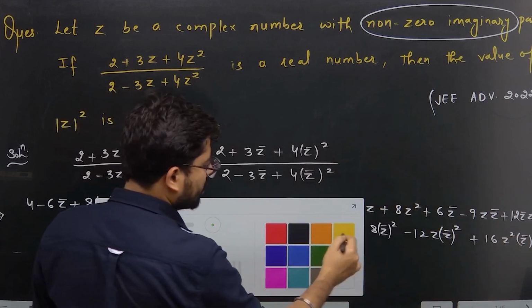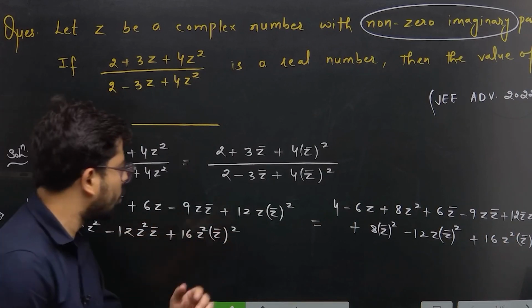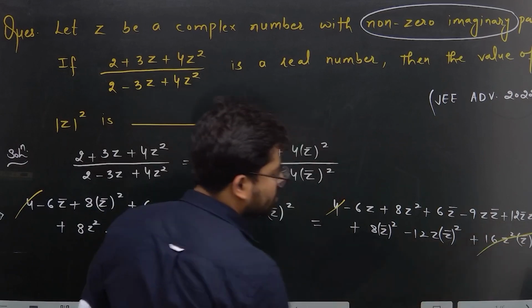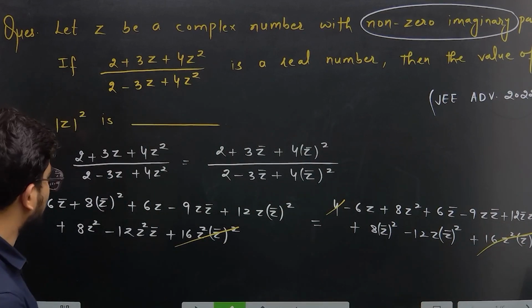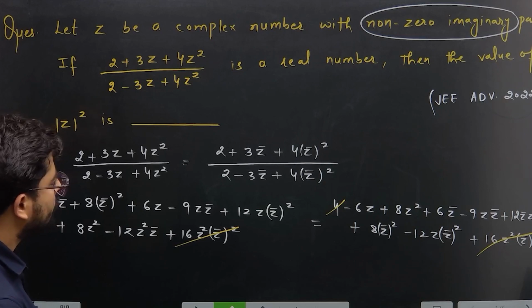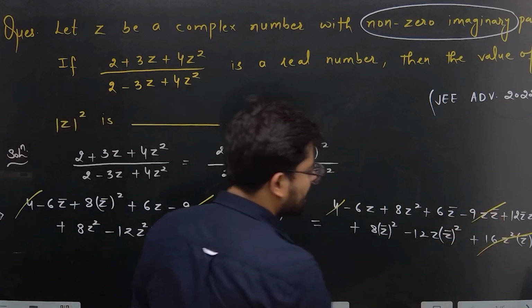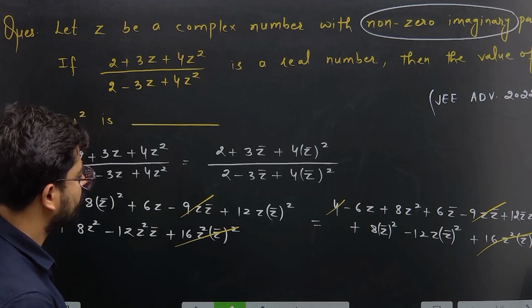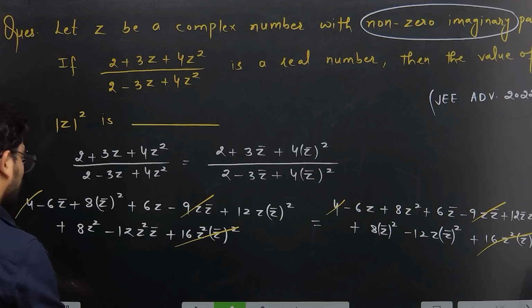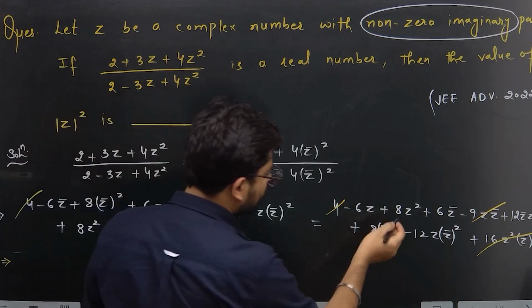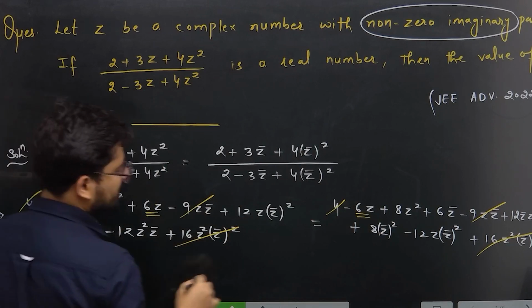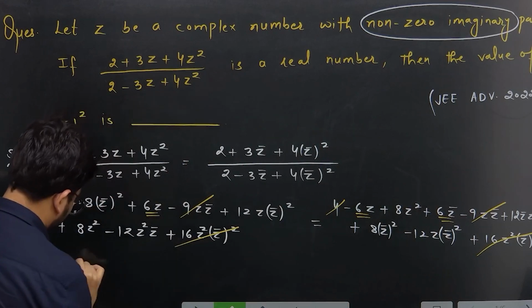Now you can use your algebra and observe that you can cancel 4 by 4, and you can cancel 16z square z bar square with this. Now do you have anything else? 9zz bar minus 9zz bar here. Next is nothing else, I think. So now when you collect your terms, 6z, and when you shift here, that will become 12z.